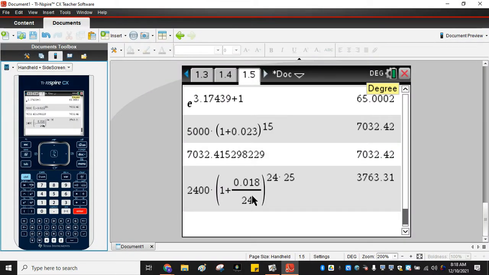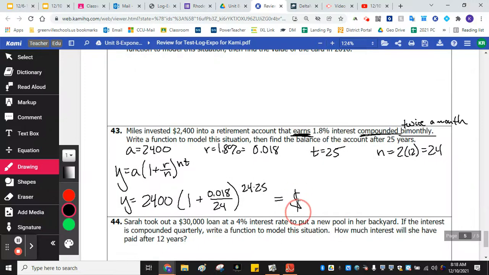Make sure I typed it in right. Make sure it's rounding right. $3,763.31. So that is the balance. If it asks how much interest she will have paid, I'm going to take the original amount and subtract it from my new one, and that'll show you the interest. Well, not technically on this one. That would be the interest earned.